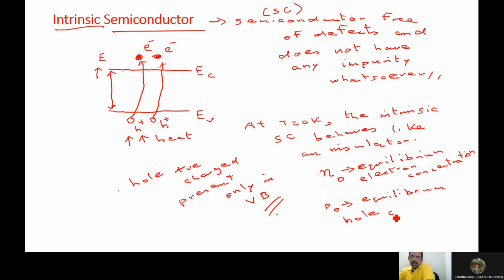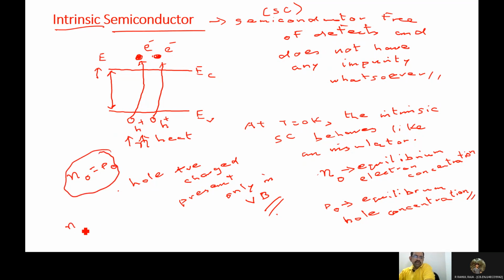So because EHPs (electron-hole pairs) are generated in an intrinsic semiconductor, it is evident, this is no rocket science, it is very clearly evident that N naught equals P naught.